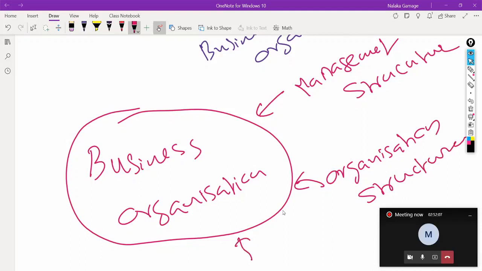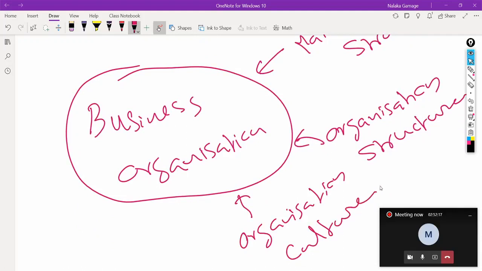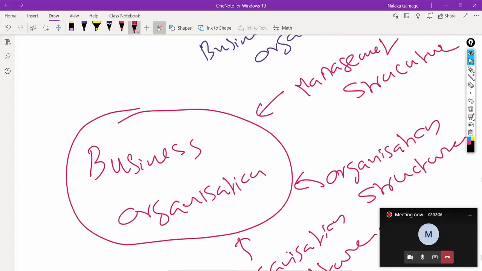The third one is organization culture. So if you want to analyze a business organization, these are the three main things we are interested in. What is the business management structure? What is the organizational structure? What is their organizational culture? For example, if you take Sampath Bank and Hatton National Bank, they have different management structures. Of course, when I say different management structures, different people are in different places. For example, let's take Damro and DSI. The CEO of Damro is not the CEO of DSI, right?